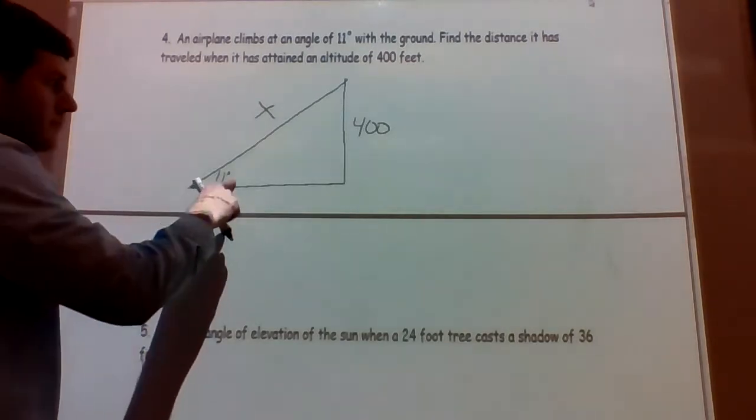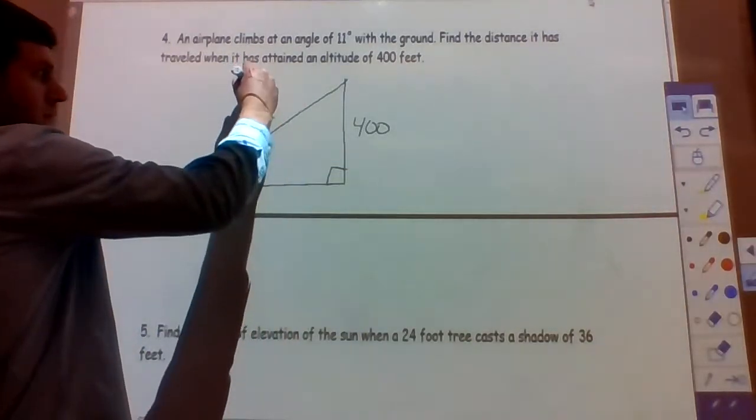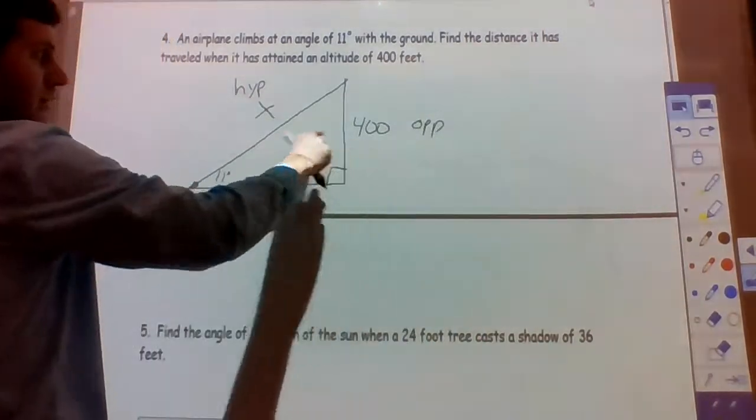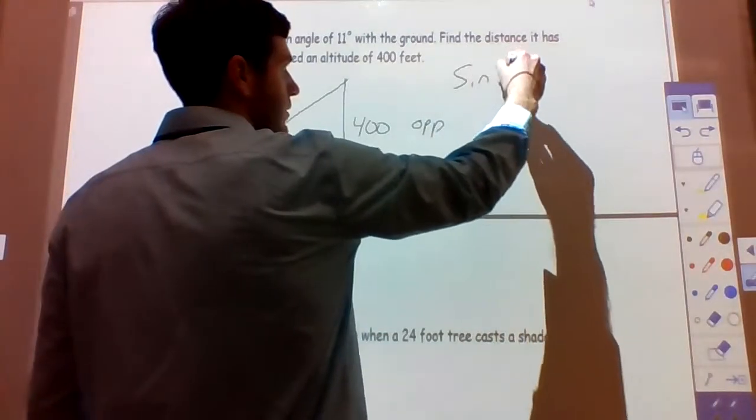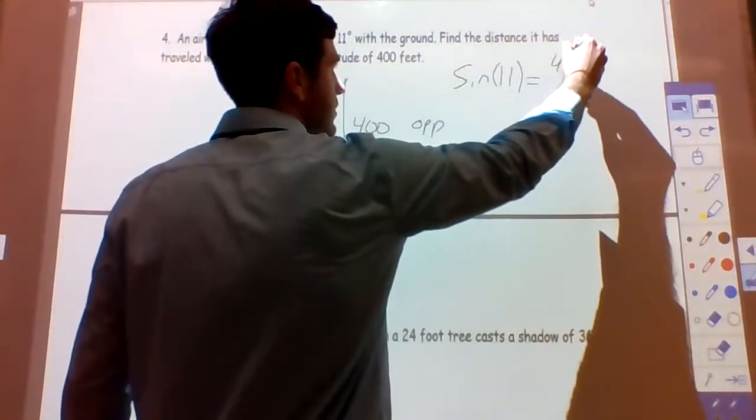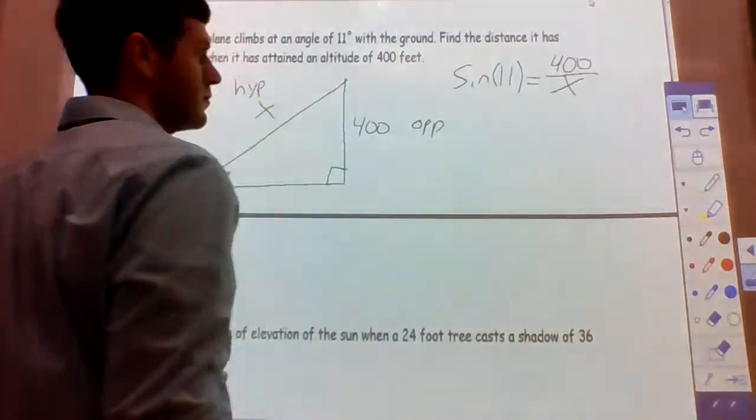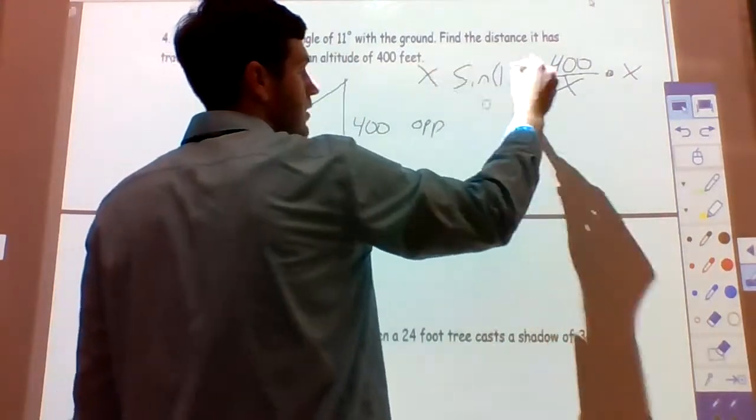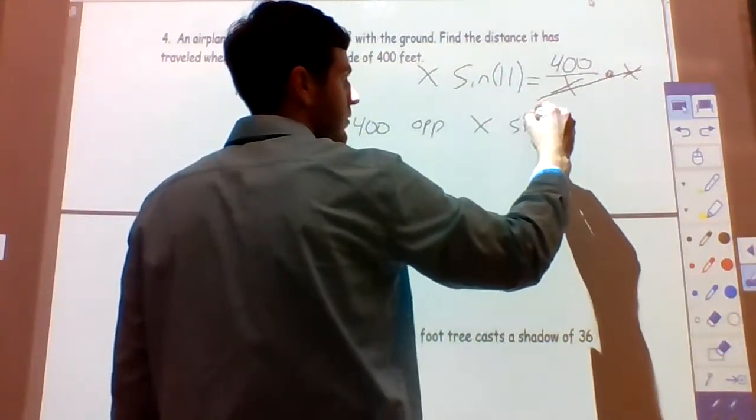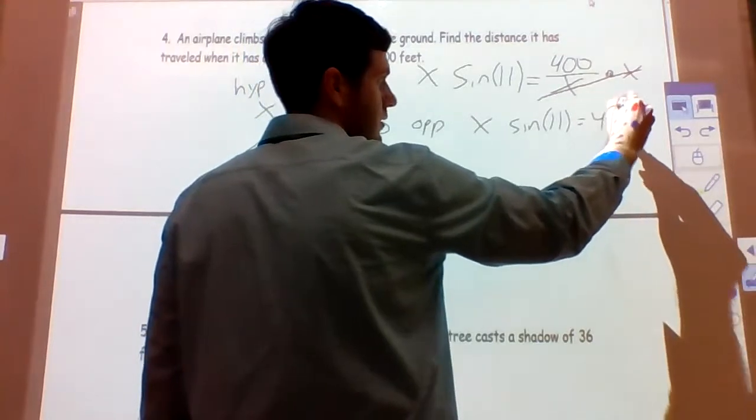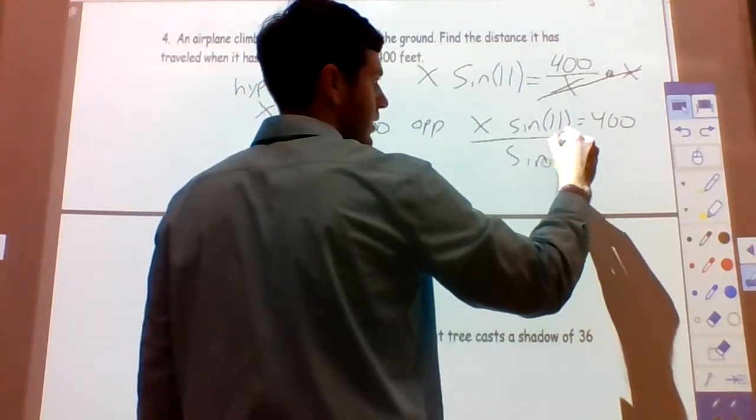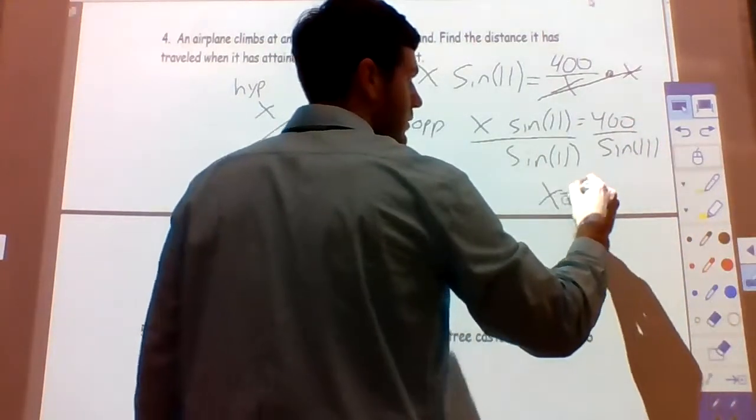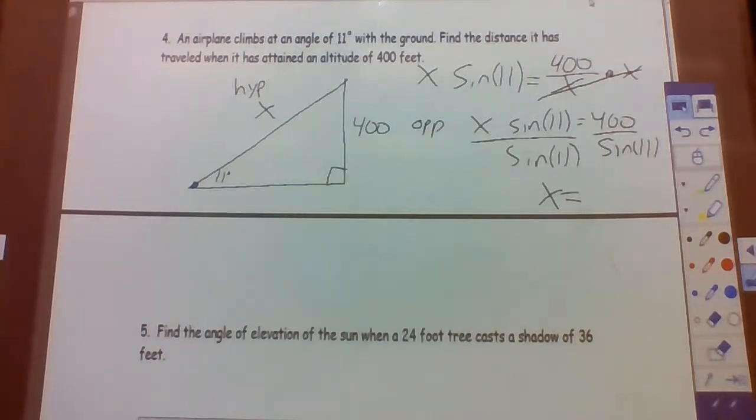Right, so hypotenuse is x, and the altitude is opposite. So we're going to use sine. Sine of 11 equals opposite over hypotenuse. Got to multiply both sides by x. So we get x times the sine of 11 equals 400. Divide both sides by the sine of 11. We get x equals 400 divided by the sine of 11.